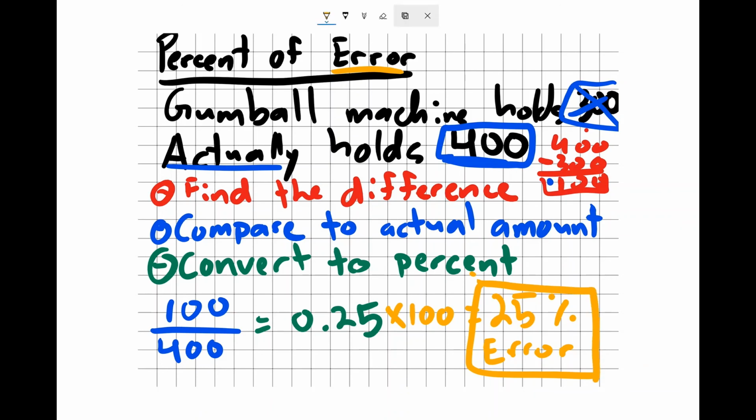Okay, so make sure when you are doing your homework, you are paying attention to what the question is asking you, so you know if you're looking for an error or if you're looking for percent of change. And if you're looking for a change, please pay extra attention and make sure you are able to identify if it is an increase or a decrease. Okay, this is what we will be doing this week.